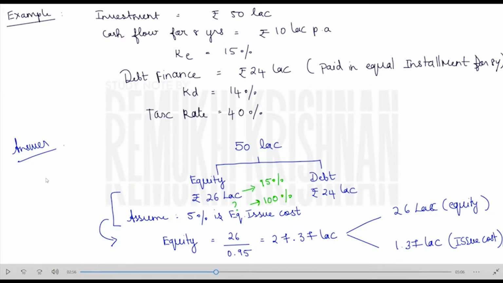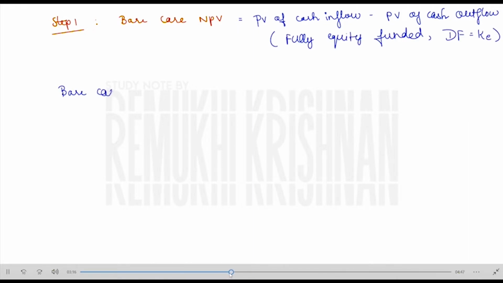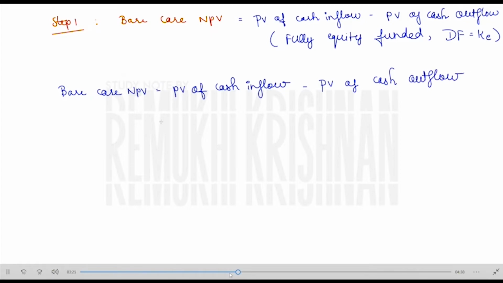Now let us move further and do these steps one by one to arrive at our answer. So the first step is your base case NPV. Base case NPV is the NPV under the assumption that the project is all equity funded. So the discount factor is equal to KE, and KE is 15%. What is the formula? As usual, the same formula: present value of cash inflow minus present value of cash outflow. I'm going to solve it step by step for your understanding.